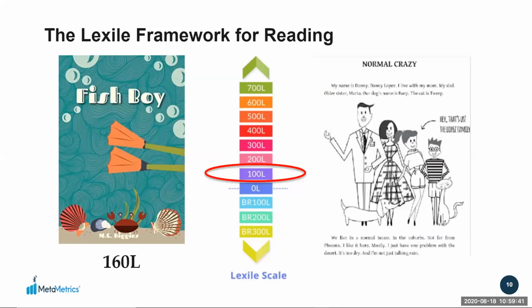Again, visualize the mercury rising in a thermometer as the temperature increases as I reveal these texts of increasing complexity. As we come up the scale, a book such as M.C. Higgins's Fish Boy measures 160L on the Lexile scale. Here, we see a story told in sentences and pictures, but those sentences are now a mix of complete sentences and fragments and tend to be very short and declarative.